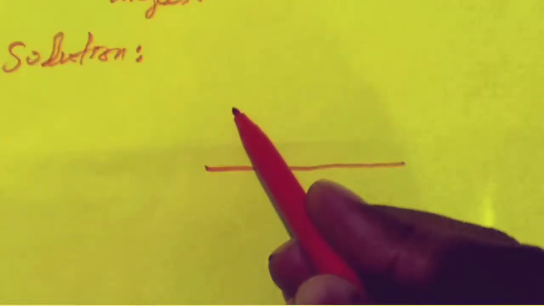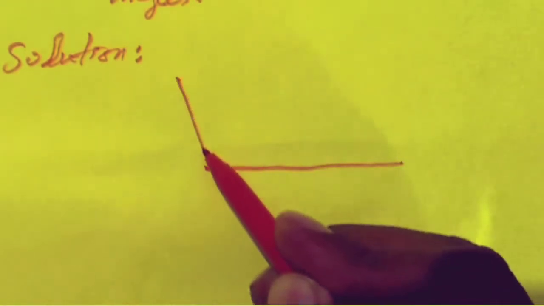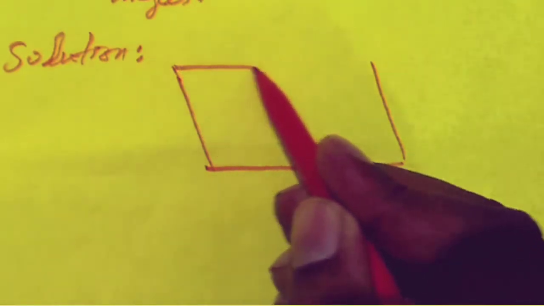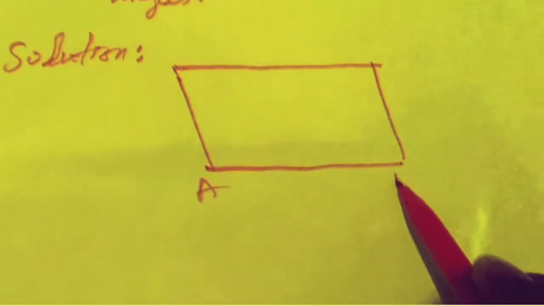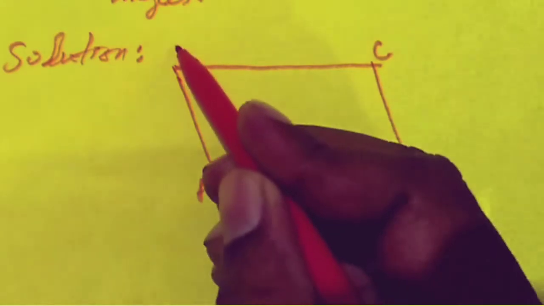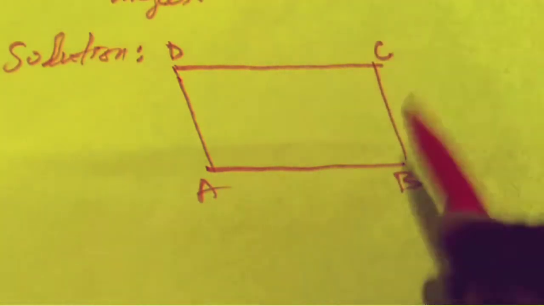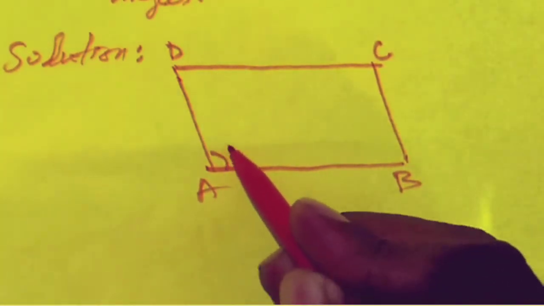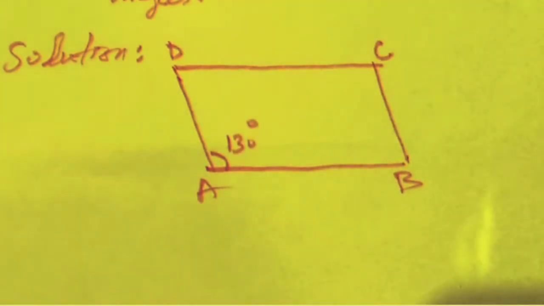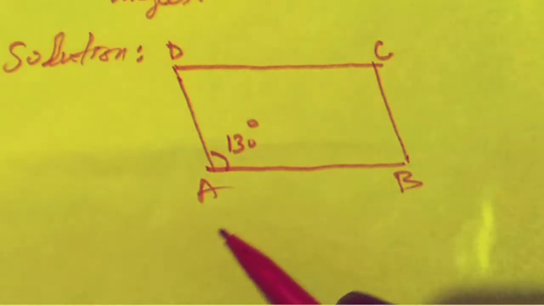Figure of parallelogram. One angle of the parallelogram is 130. Suppose angle A is 130 degree. The remaining angles can be found out by using the properties of the parallelogram.